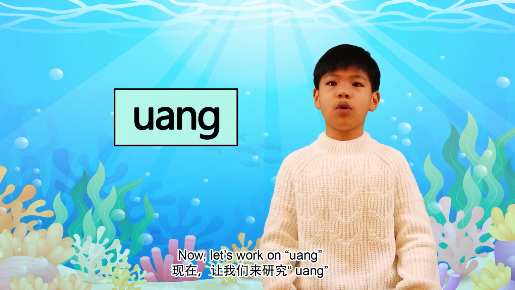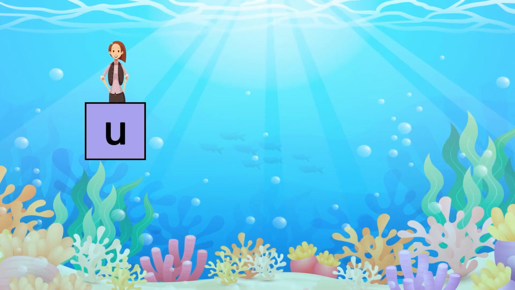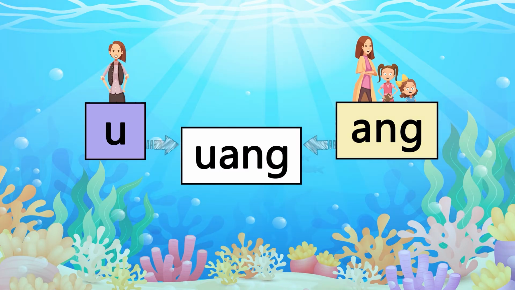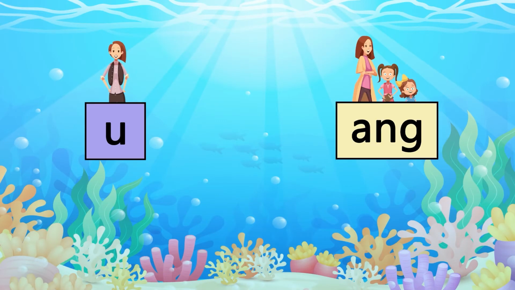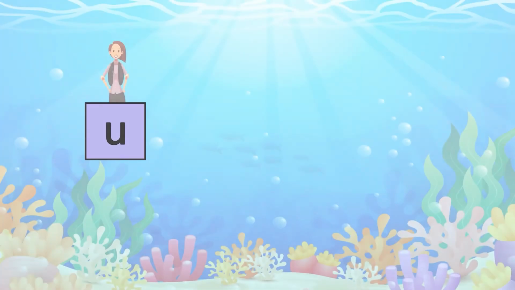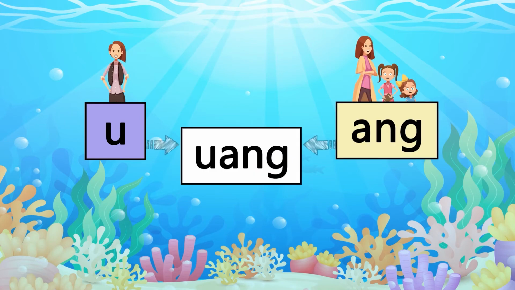Now, let's work on uang. Uang is composed of u and ang, pronounced as uang. Again, u, ang, uang. u, ang, uang. The four tones are uang, wang, wang, wang.